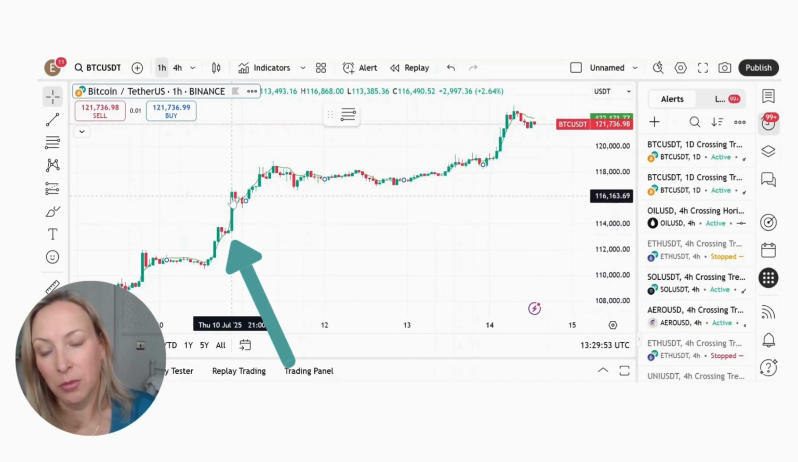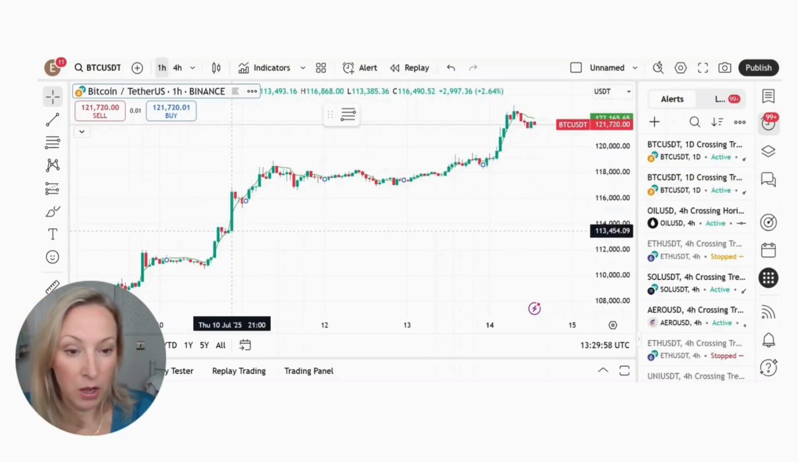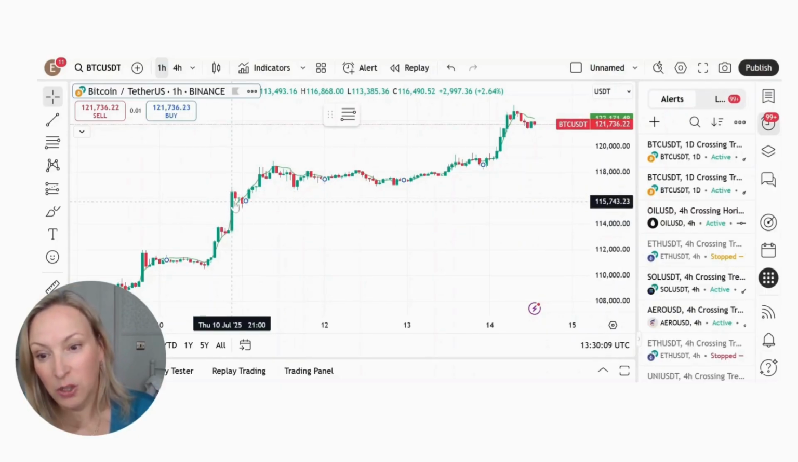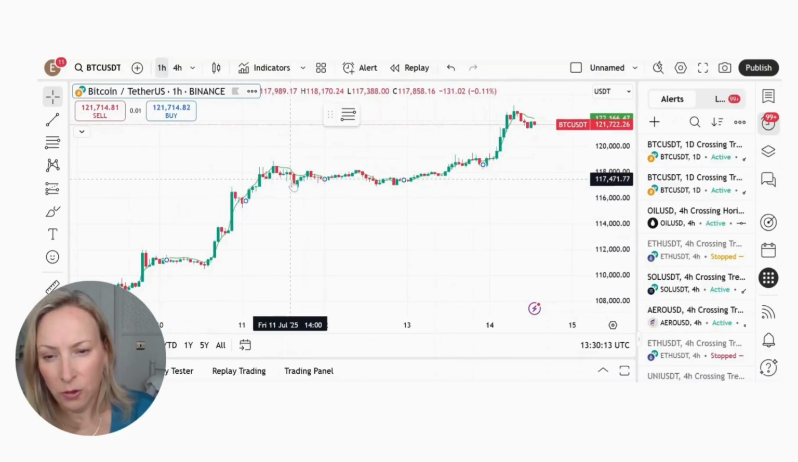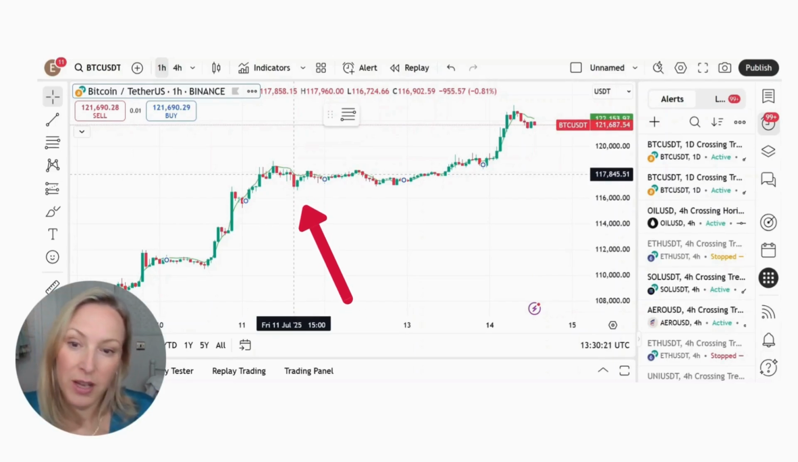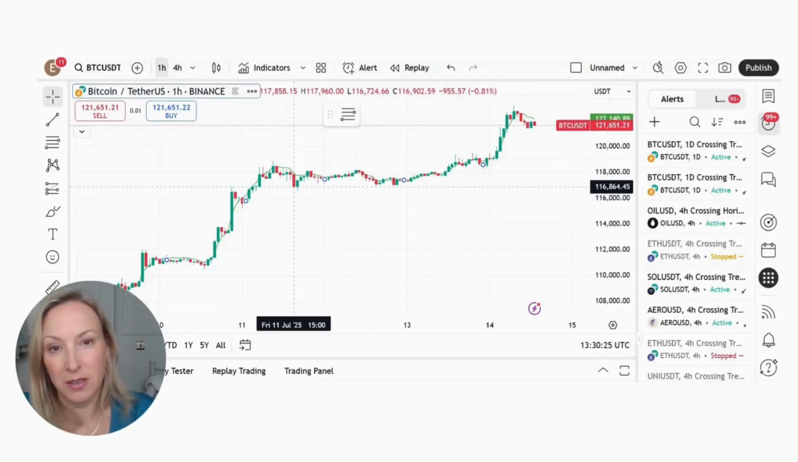So in this hour, for example, if you hover here, Bitcoin has come from this price of 113,454 up to 116,490. So that is a huge increase. So you can see how much Bitcoin has changed per hour. And also let's look at this little red one. Well, it's quite a big red one actually. In this hour time frame, Bitcoin went down from 117,845 to the bottom, to 116,864.